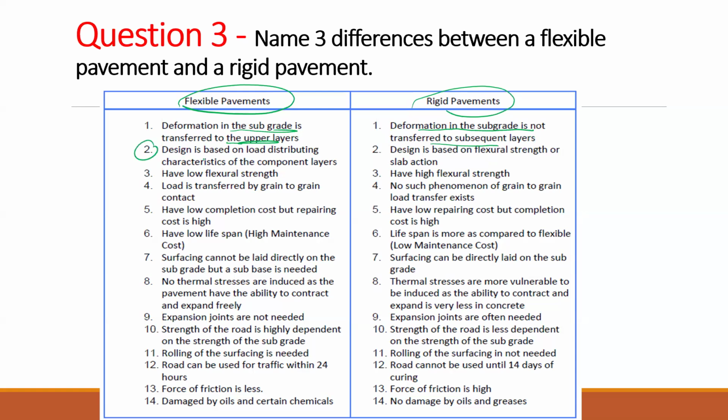Second one, design is based on the load distributing characteristic of the component layers. But here, design is based on the flexural strength. I already told you, in the flexible pavement, load is distributed grain to grain. But in the rigid pavements, it happens like bending, like a beam. But here, the load will be concentrated just below the wheels.